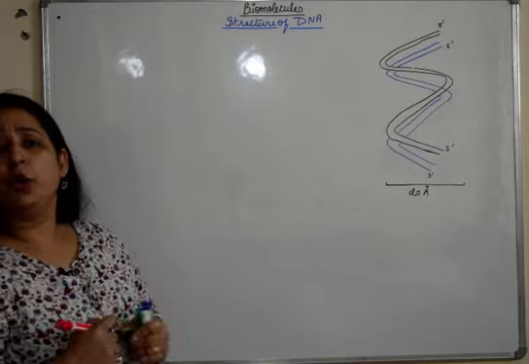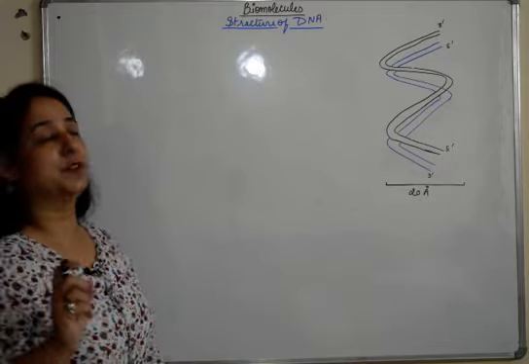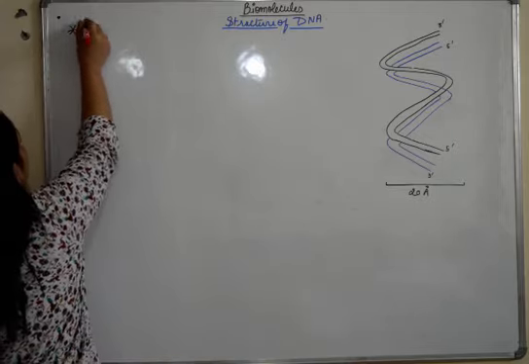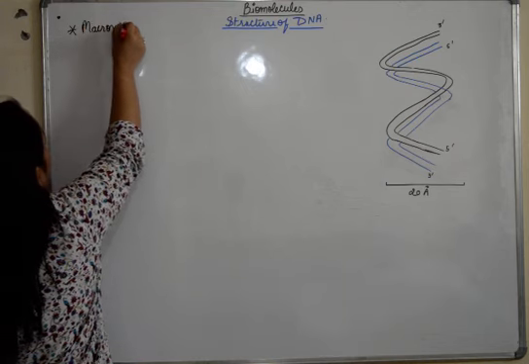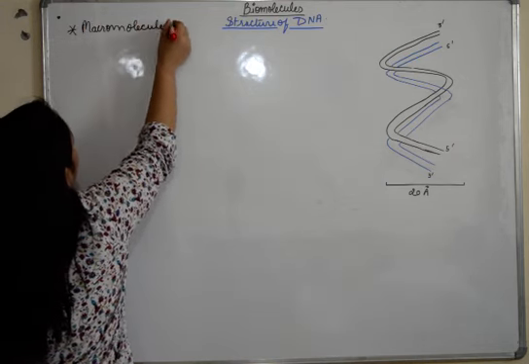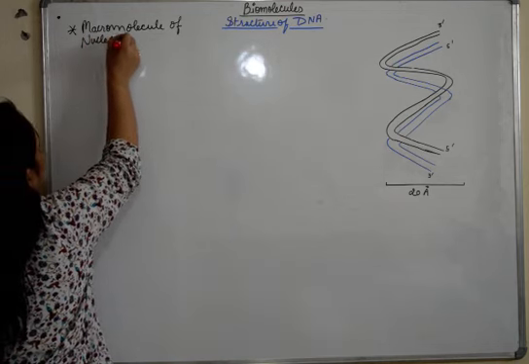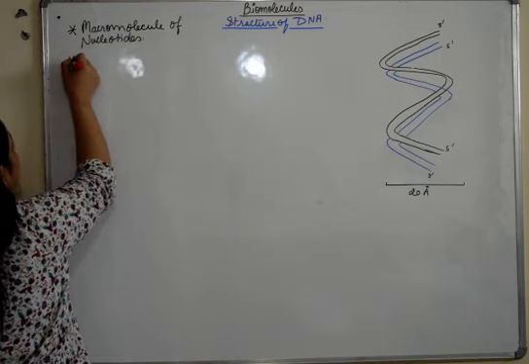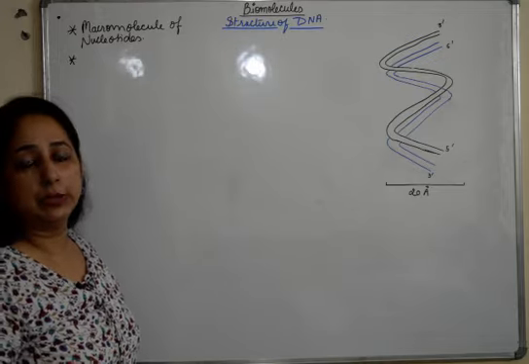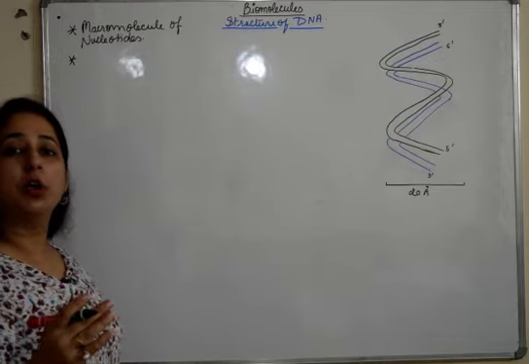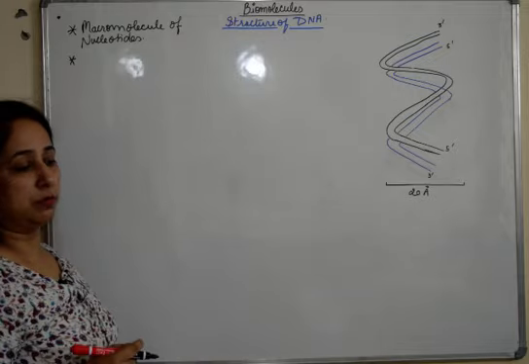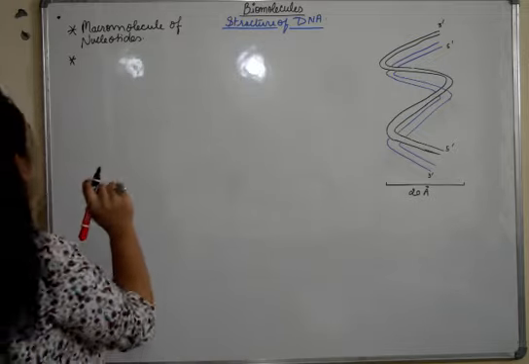Structure of DNA, we'll talk about a few important pointers first. DNA is a macromolecule formed of nucleotides. We have already discussed the structure of nucleotides in the video where we talked about the micromolecule nucleotides. So this is a macromolecule.